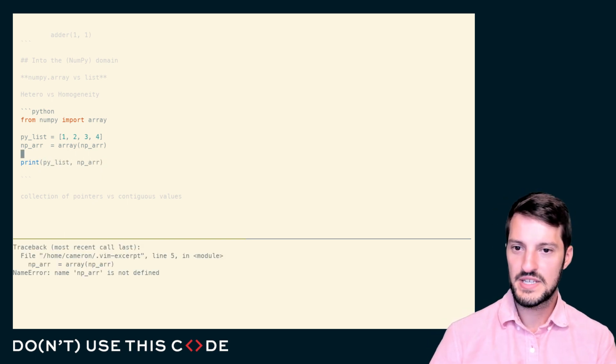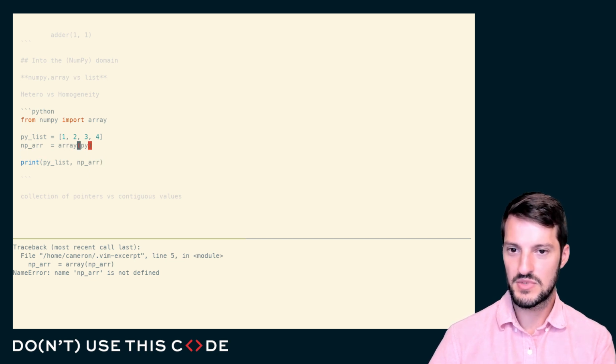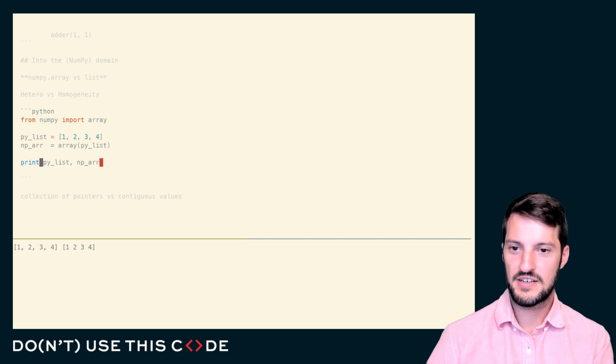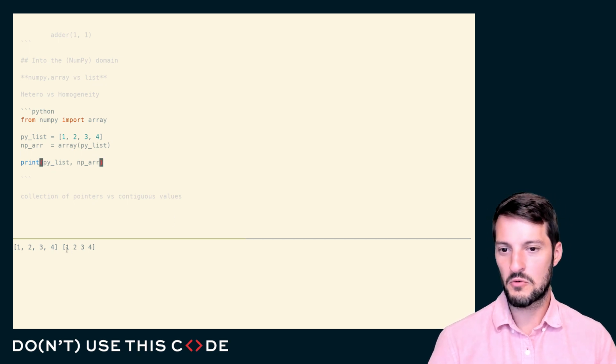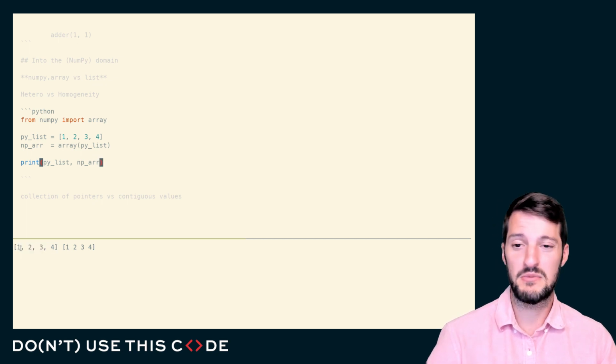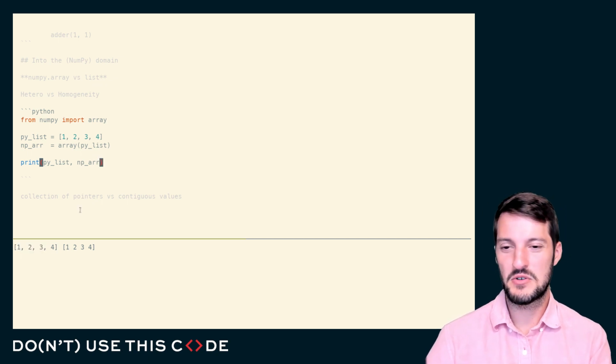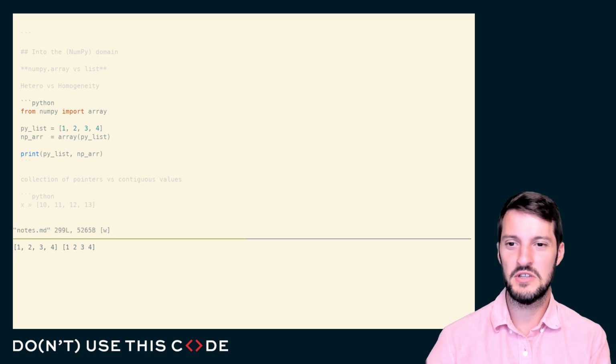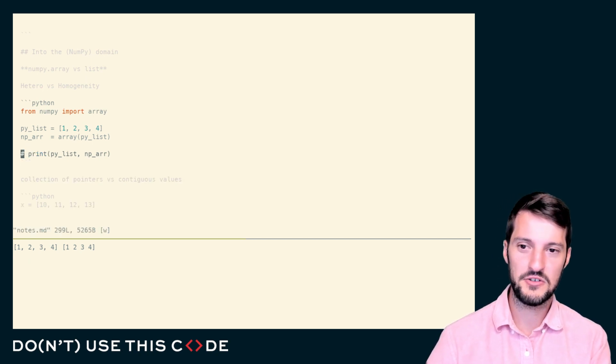When I print these out, this should be PyList. When I print these out, you can see that the representation of my NumPy array doesn't have commas where the Python list does have commas. That's not the most interesting difference between them, but we can see that the representations are similar.